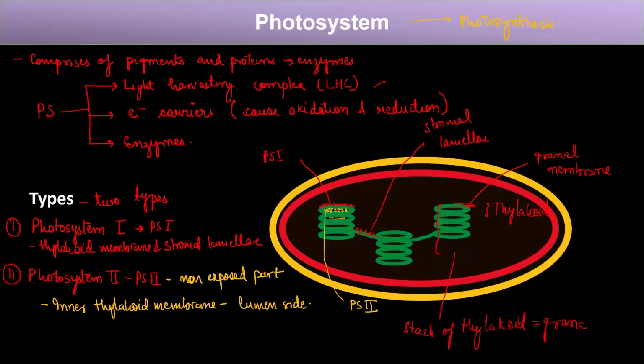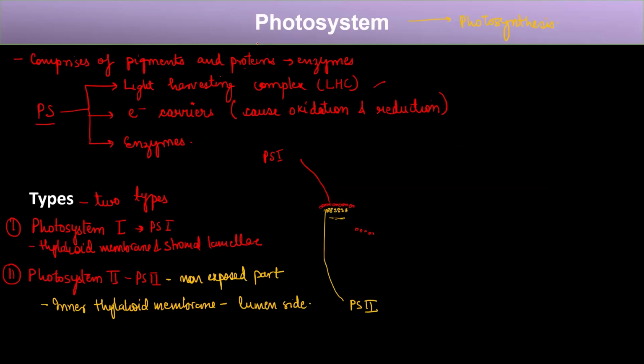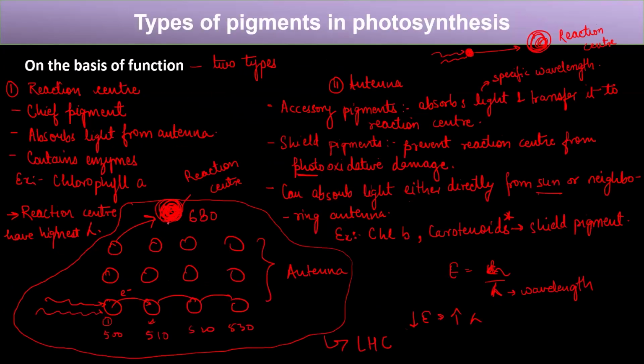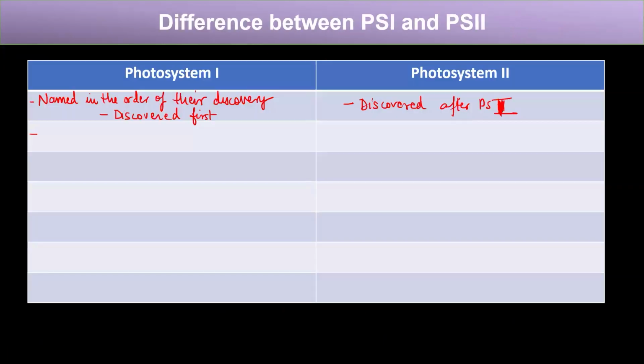Why am I talking about the reaction center here? Because the photosystems comprise the light harvesting complex. And if you go back to the previous slide, the light harvesting complex has the reaction center and antenna, right? So it means that the photosystem will have some reaction center. The reaction center in photosystem 1 is chlorophyll a, and that gets excited at 700 nm.